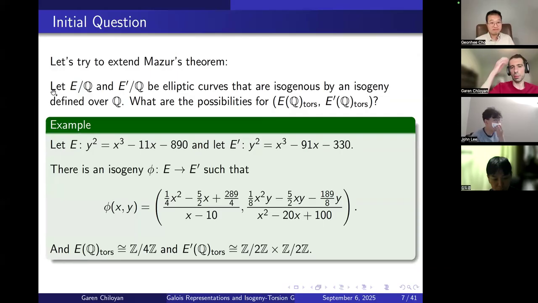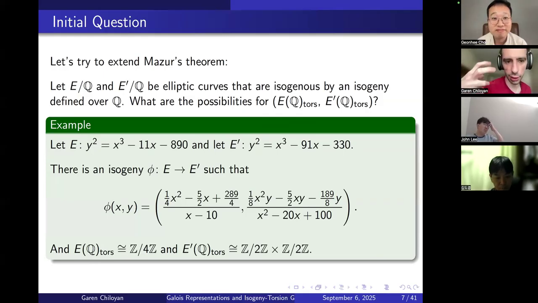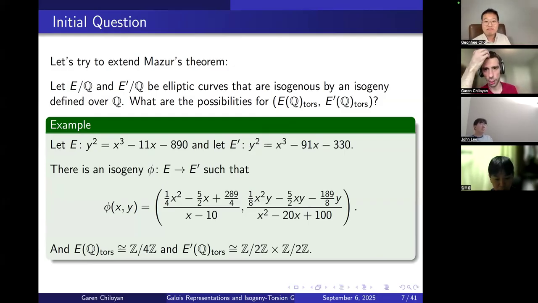I want to now extend Mazur's theorem. So we talked about elliptic curves, we talked about Mazur's theorem on elliptic curves, we talked about isogenies. Can we link these three together? So naturally, let's say E and E prime are nice elliptic curves. Why not connect them with an isogeny?